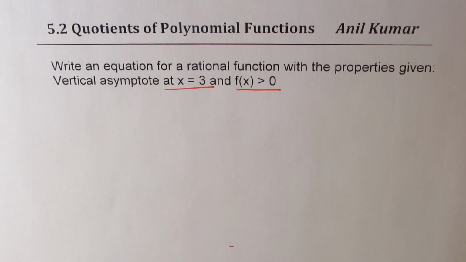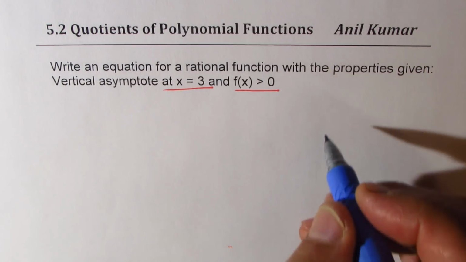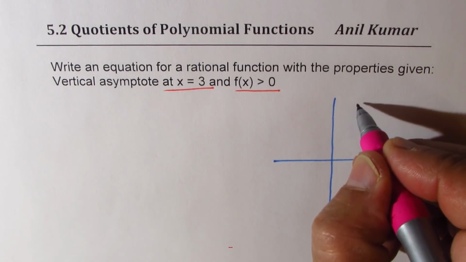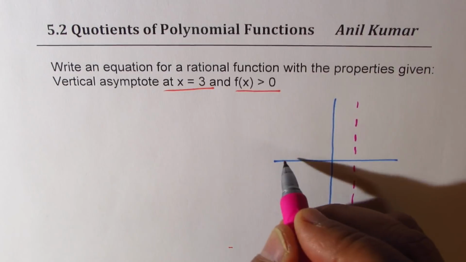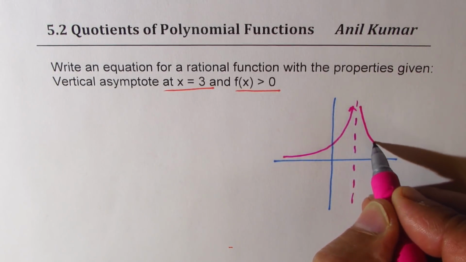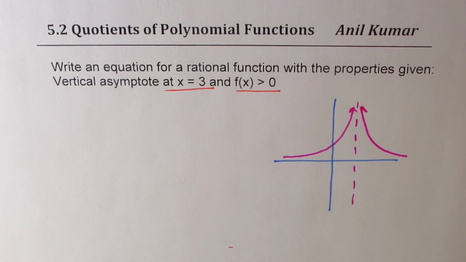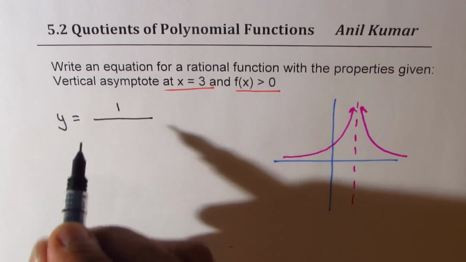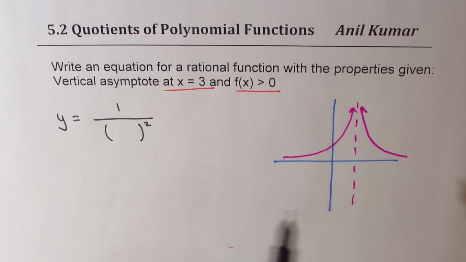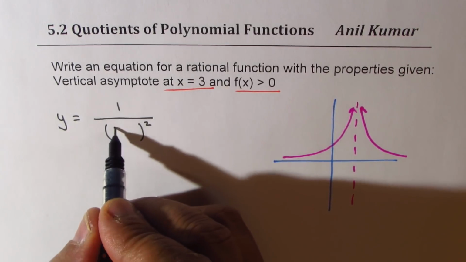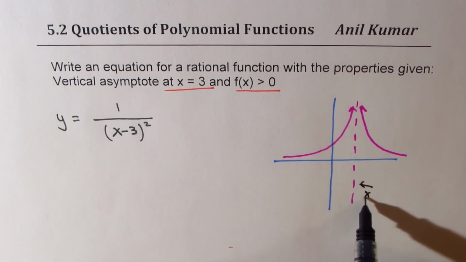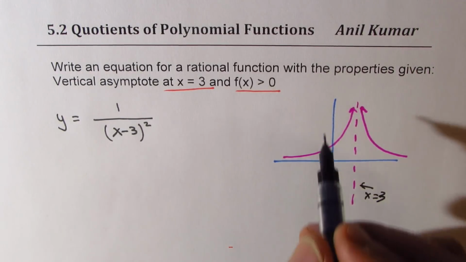So in that case, for a function which is always positive and the vertical asymptote is at a given point, think like this. At 3 we have a vertical asymptote. The function is kind of like this. So that gives you an idea that the function could be y equals what? Always positive means we have a square. Only then it's always positive. And a vertical asymptote at 3 means x minus 3. Does that make sense to you? So that is how you get your equations, right? So x equals 3 is a vertical asymptote.